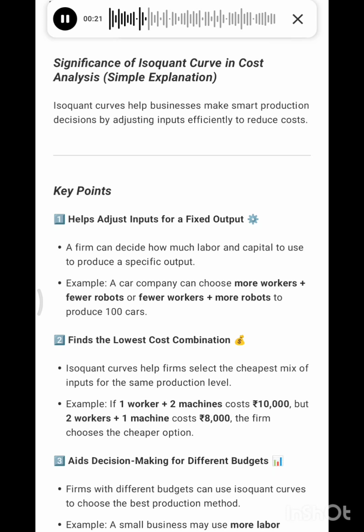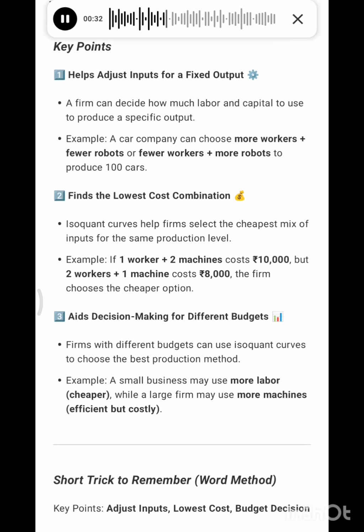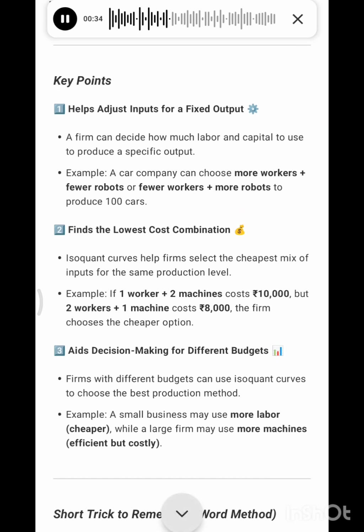Example, a car company can choose more workers plus fewer robots, or fewer workers, more robots to produce 100 cars. 2. Finds the lowest cost combination. Isoquant curves help firms select the cheapest mix of inputs for the same production level.